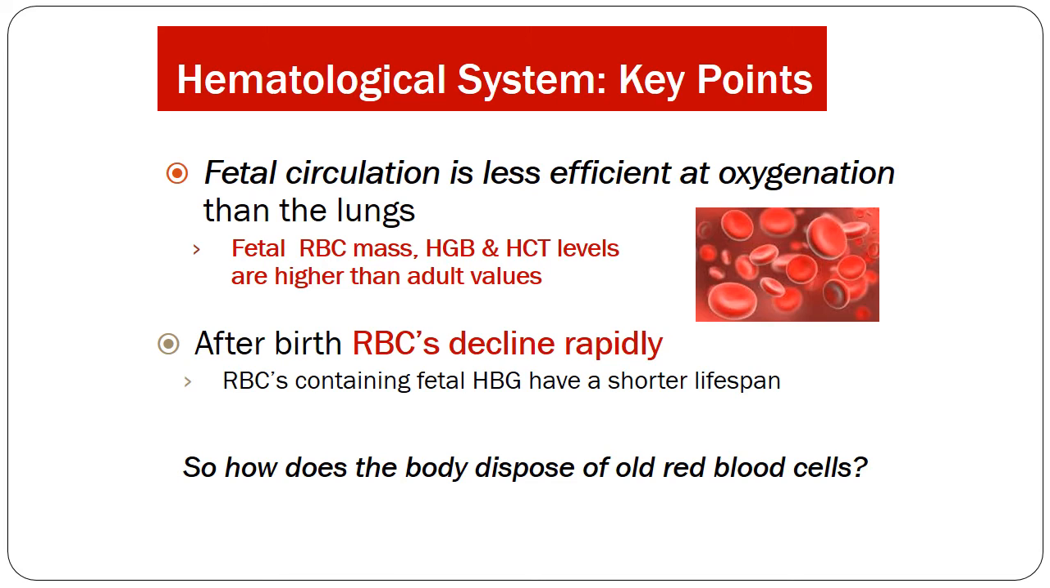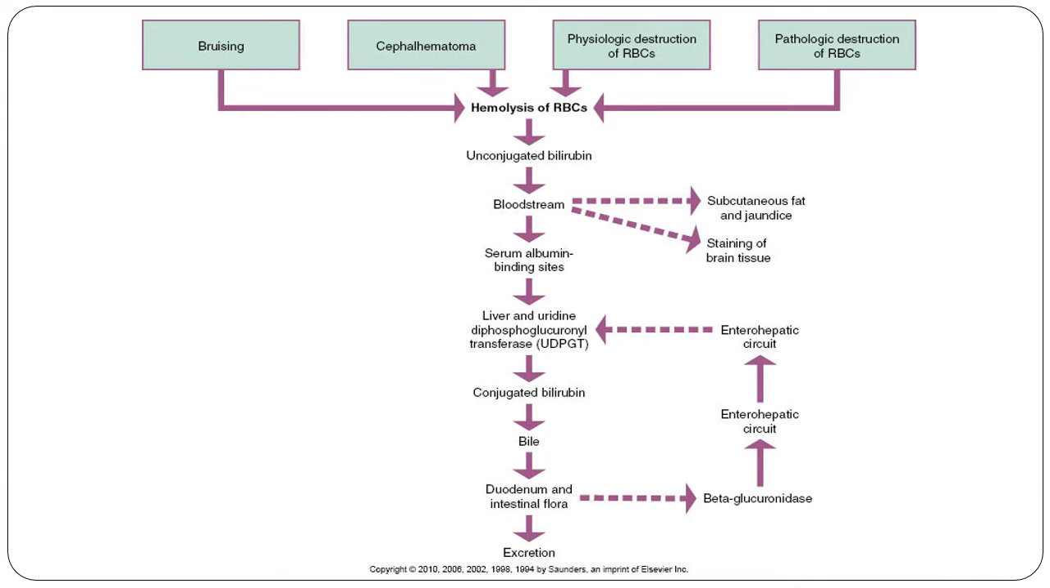So after birth, these red blood cells decline rapidly. Why? Because now they've got their lungs working, and that fetal hemoglobin has a shorter lifespan than our nice mature hemoglobin. So how does the body dispose of all those old red blood cells? It conjugates it out through the liver, is what happens.